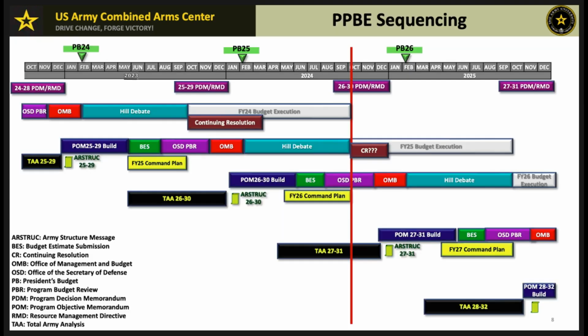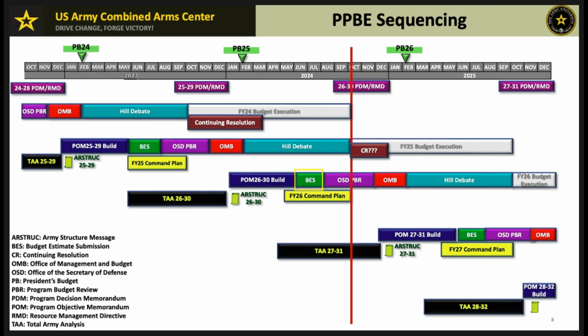This slide shows how the PPBE process connects with Total Army Analysis. It represents the ideal process flow, though real-world events may cause deviations. The key takeaway here is how the Program Objective Memorandum, or POM, build for FY26 to 30, which is part of the programming phase, starts right after TAA. Once the program is finalized, the budgeting phase begins, starting with the development of the Budget Estimate Submission, or BES.